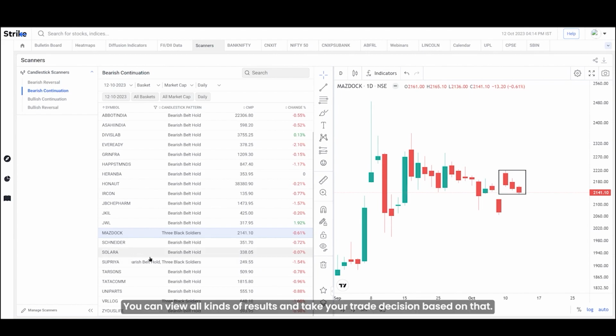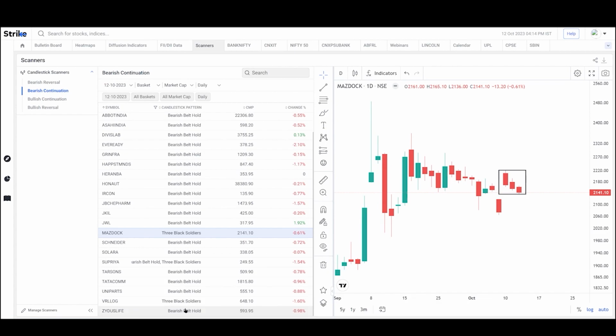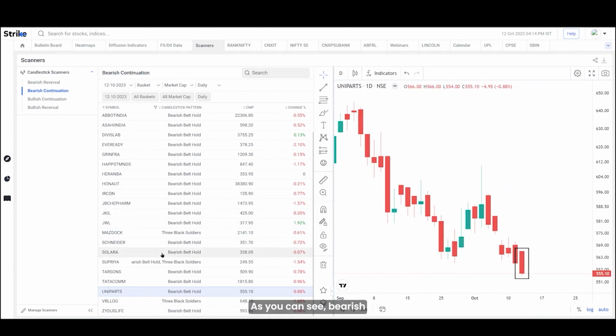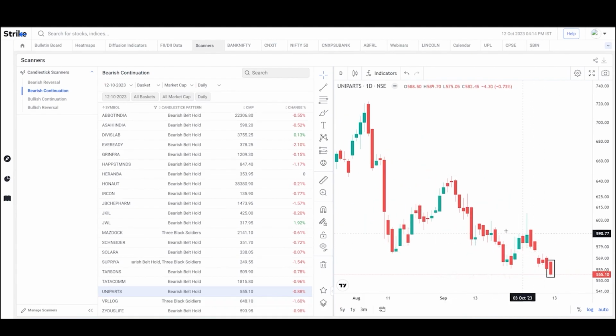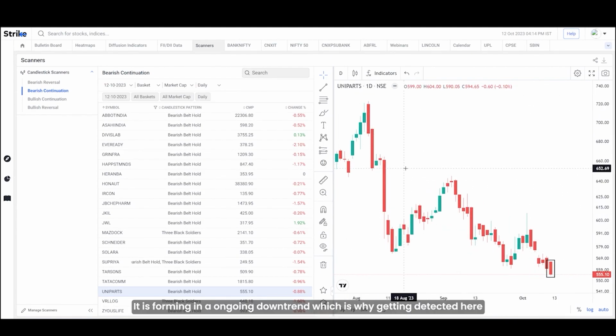You can view all kinds of results and take your trade decision based on that. As you can see, bearish belt hold is a pattern where day's open is equal to day's high. It is forming in an ongoing downtrend, which is why it's getting detected here.